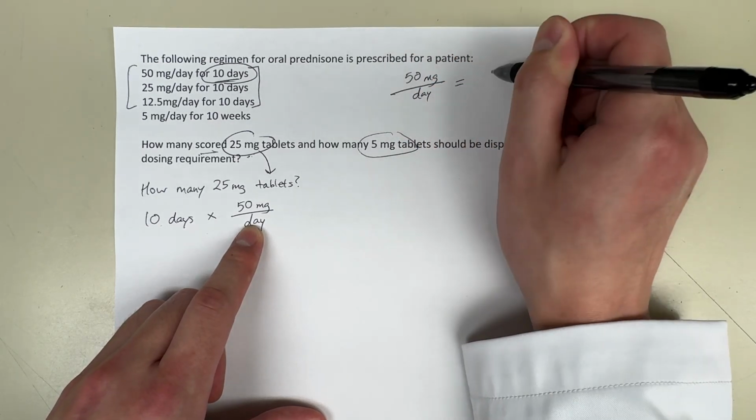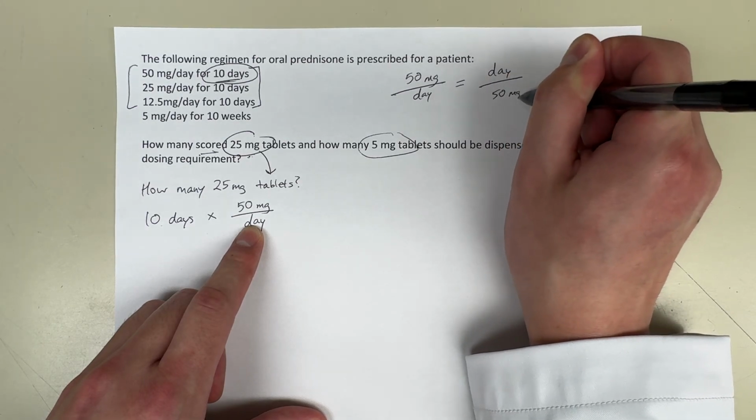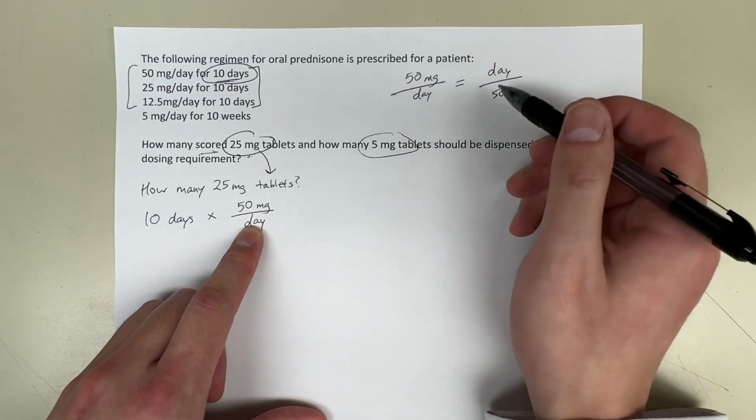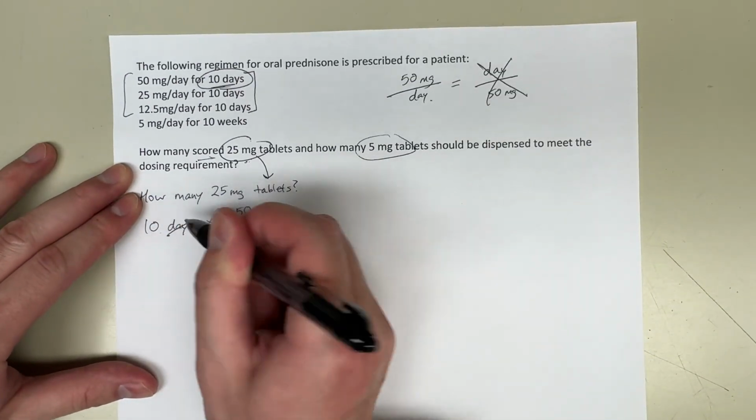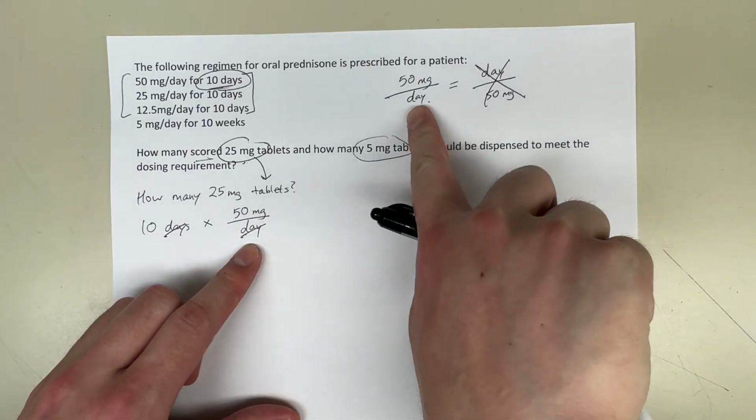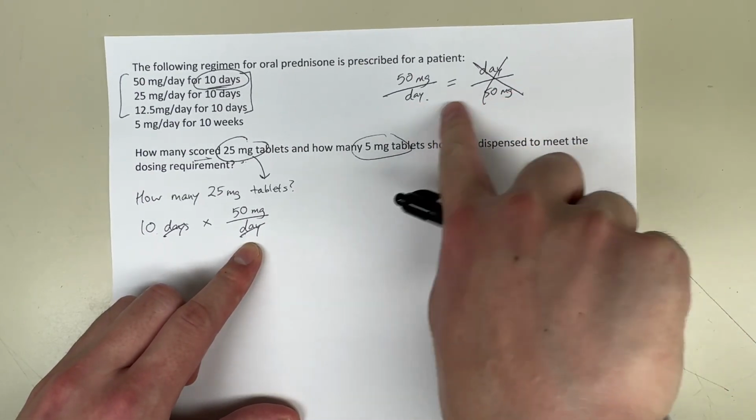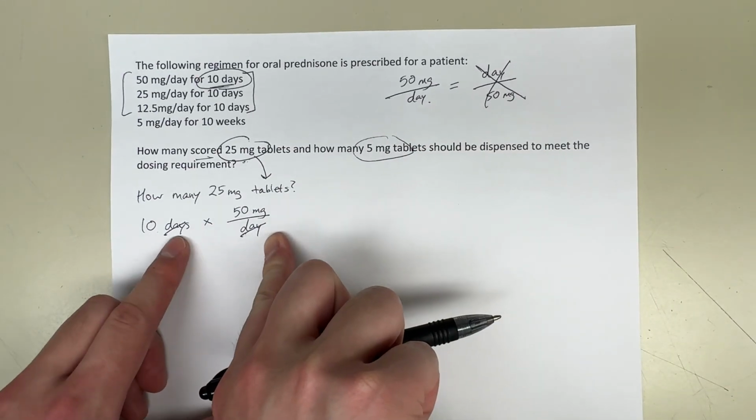I could have also written this as day in the numerator and 50 milligrams in the denominator. The only reason I know to use this and not this is because I want days in the denominator to cancel out days here. These two are the same, but I use this one so that the days cancel.